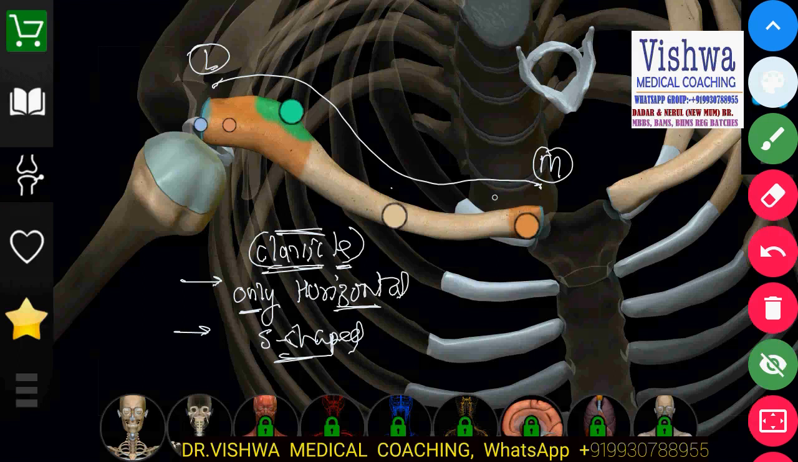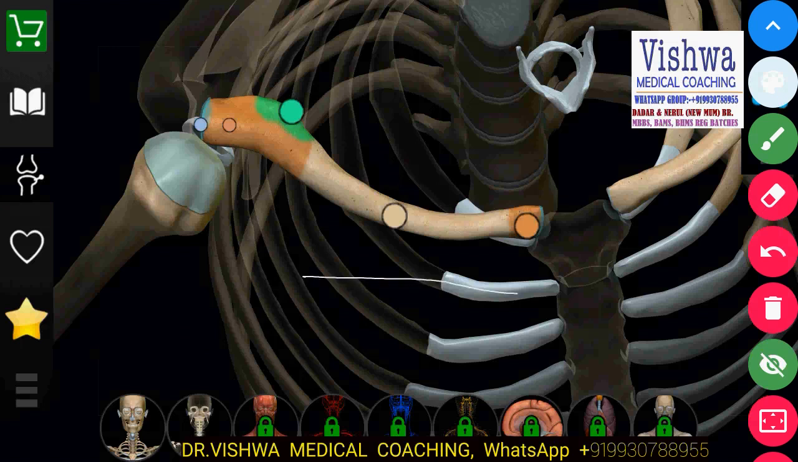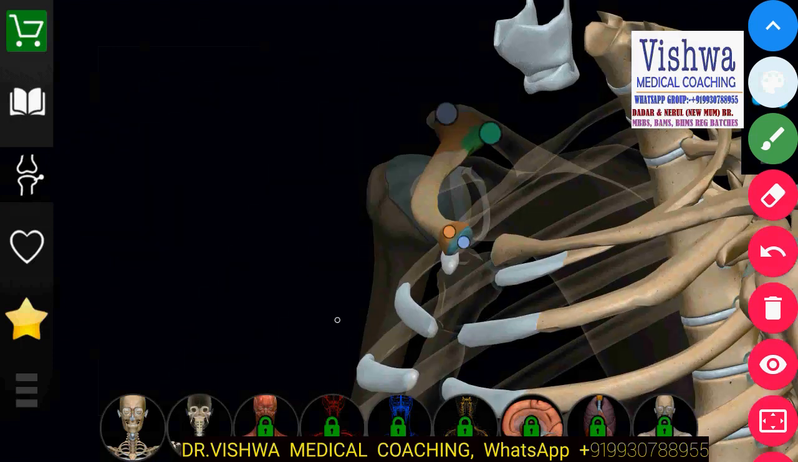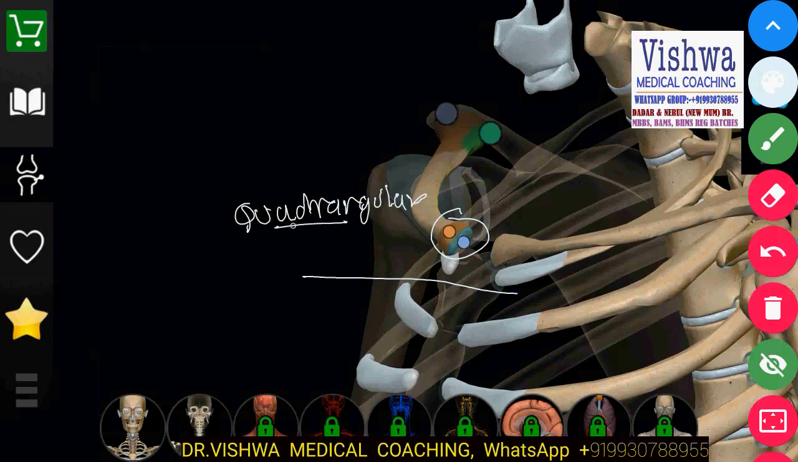Now, if you can also see properly, when you're talking about the clavicle, it's the easiest bone we all should know. We have a medial end, we have a lateral end. When you see the medial end properly, let me show it to you. The medial end is quadrangular in shape. You can see this one as quadrangular in shape.